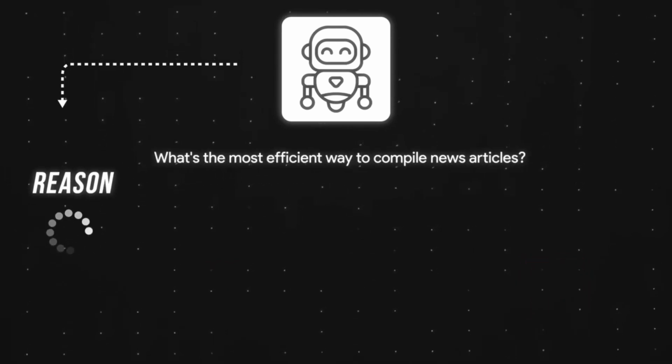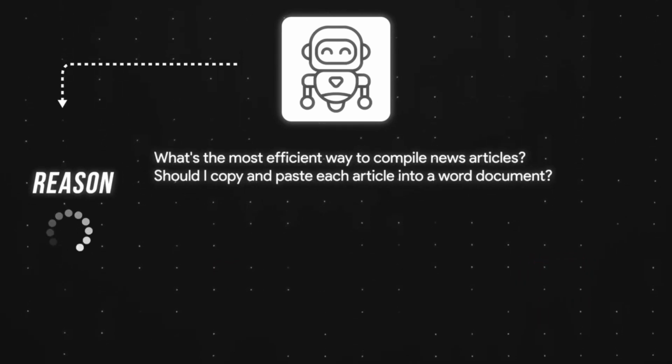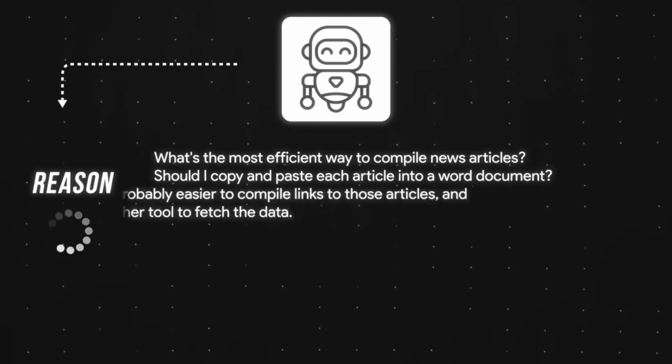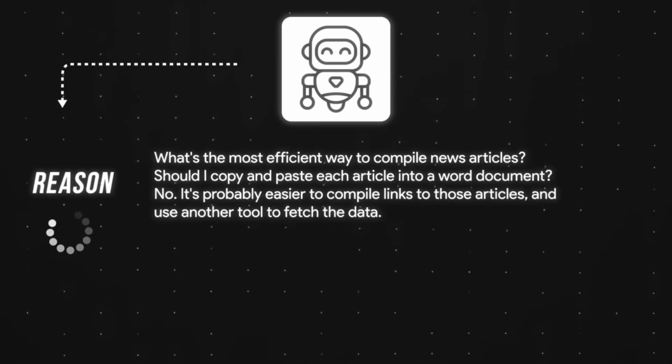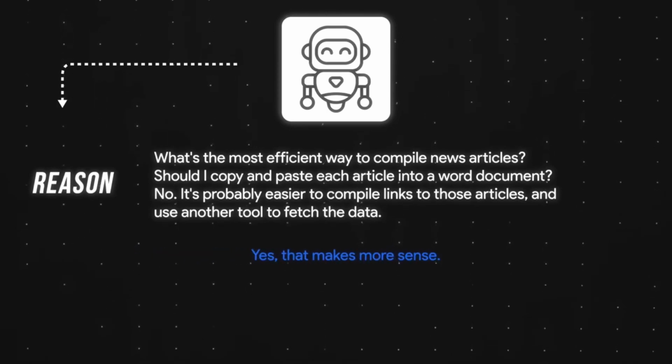What's the most efficient way to compile these news articles? Should I copy and paste each article into a Word document? No, it's probably easier to compile links to those articles and then use another tool to fetch the data. Yes, that makes more sense.